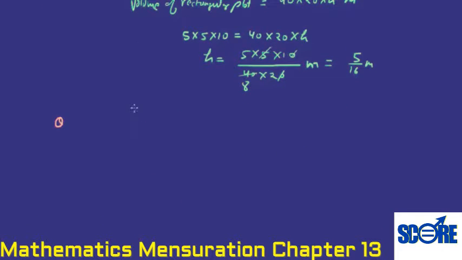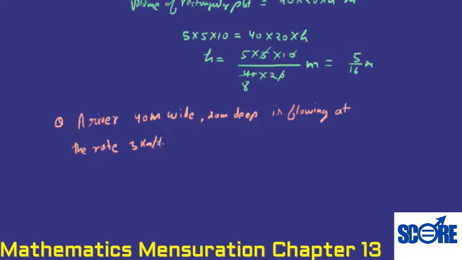The next question is: a river 40-meter wide and 20-meter deep is flowing at the rate of 3 kilometer per hour. Find the amount of water flow in 5 minutes.